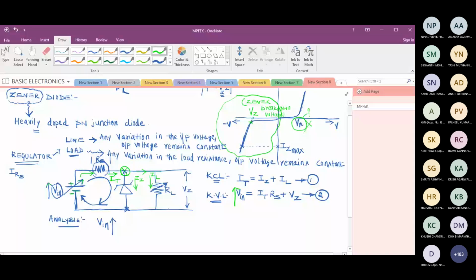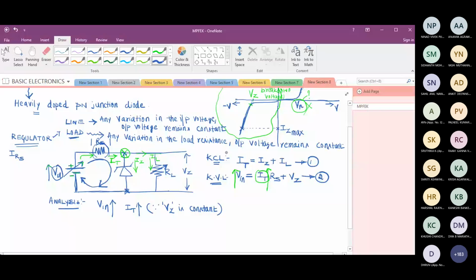Is it fine? So I'll write here IT increases. Within the brackets, I'll write, if you want, you can just make a note, since VZ is constant. Is it clear? Okay. Now, if IT increases, I come to equation number 2. Now I move to equation number 2. If IT increases, what changes in this? IL will increase.